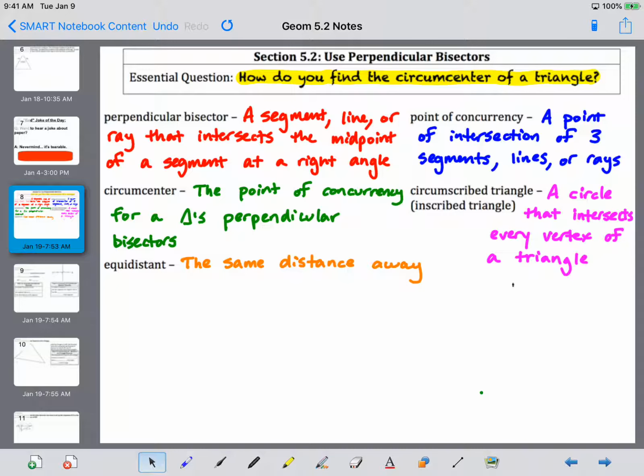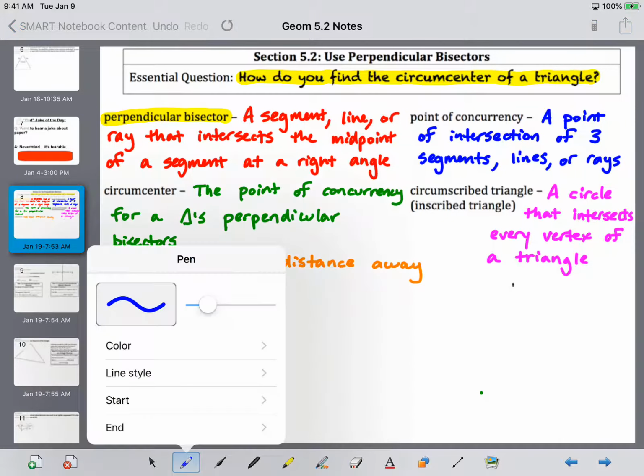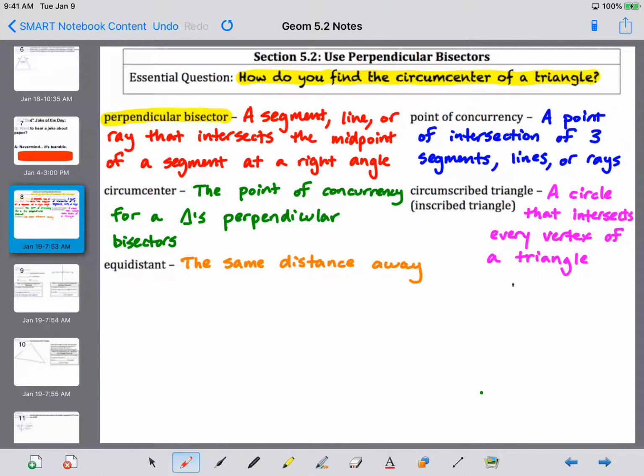So a few things we need to know about is, first of all, a perpendicular bisector is just a segment, line, or ray that intersects the midpoint of a segment at a right angle. So for example, if you have this segment and then you have a line that's cutting it into two equal pieces, and then this right here is a 90-degree angle. That's what a perpendicular bisector looks like.